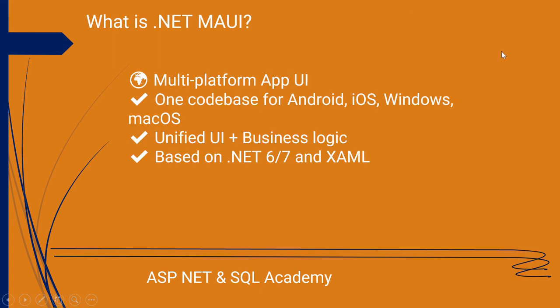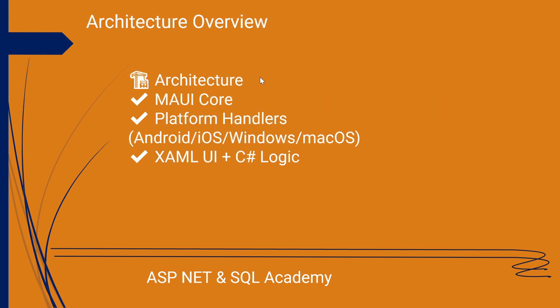.NET MAUI lets you build apps for desktop and mobile using one code base. It is the successor to Xamarin Forms and it uses .NET and XAML to build native UIs. .NET MAUI uses handlers to connect your C# code and XAML UI with the native controls of each platform. It is modular, fast, and native.